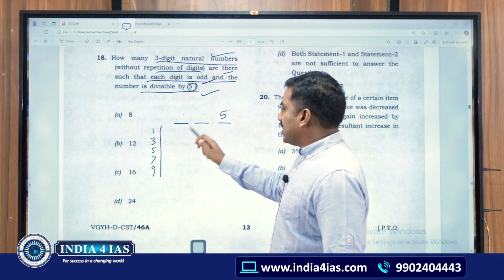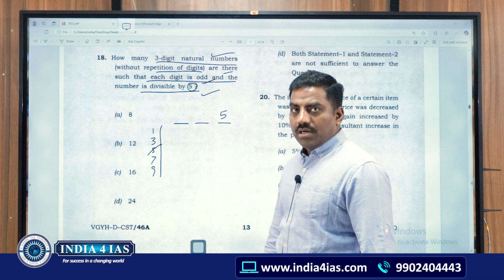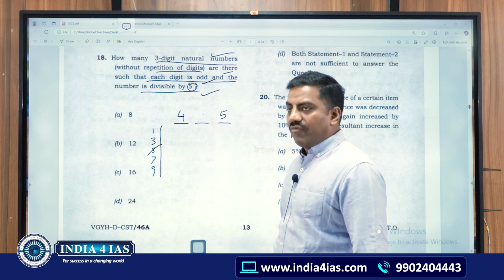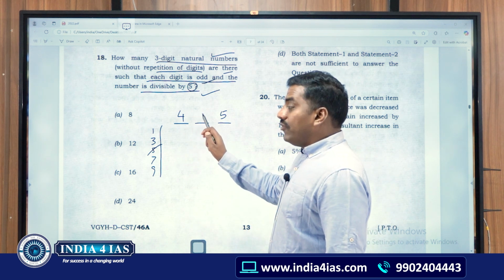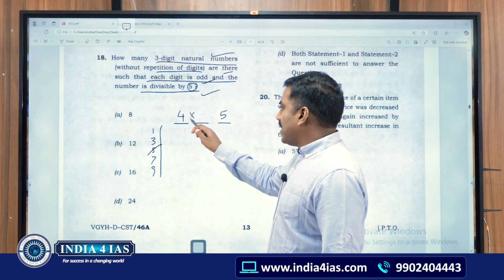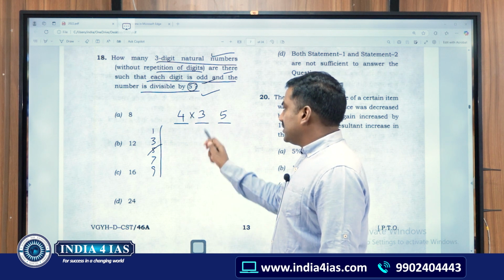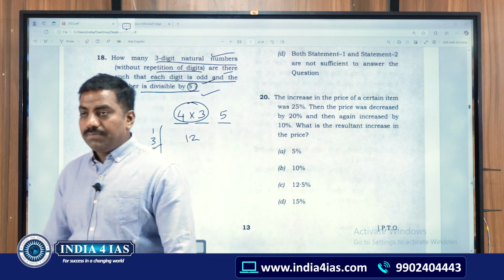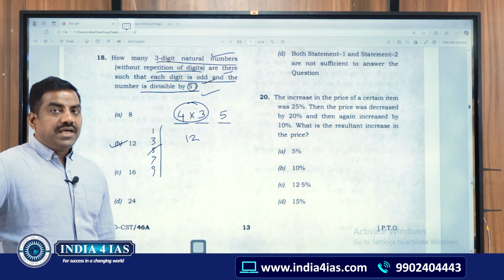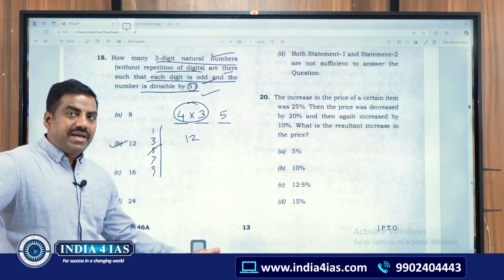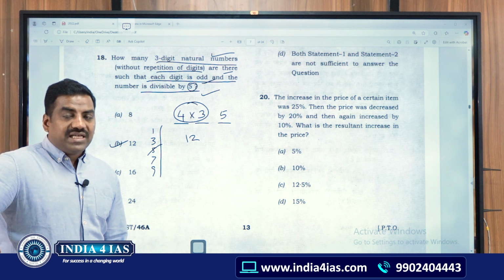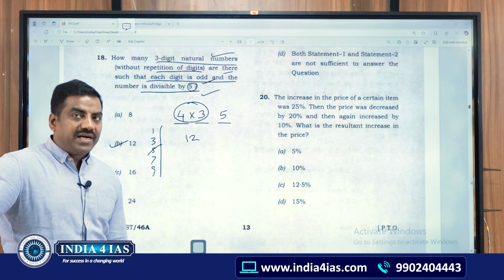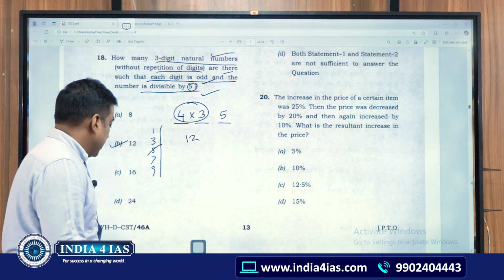So now 2 places are there and 4 numbers are there. Any one of these can be used here, so this can be filled in 4 ways. And we should not repeat the digits, so this can be filled in 3 different ways. So 4 into 3, 12 different ways we can fill these places. Anyway, 5 is fixed in the unit digit, so the other 2 digits can be anything among 1, 3, 7, 9. The first place can be occupied 4 ways, the second place 3 ways. So 4 into 3 is 12.